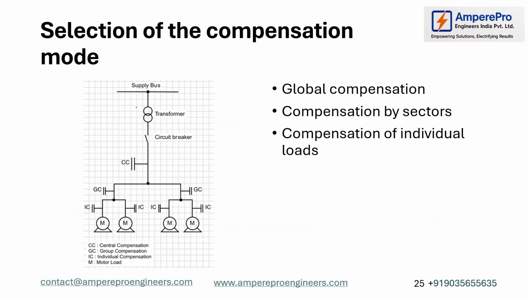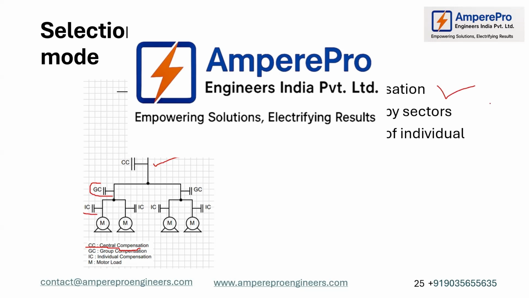After the transformer, there is global compensation, right? Then compensation by sectors. You see that CC, central compensation. That means immediately after the transformer, you can give a central compensation. Then group compensation, this is group compensation. And individual compensation, this is individual compensation. There you can categorize into three types.